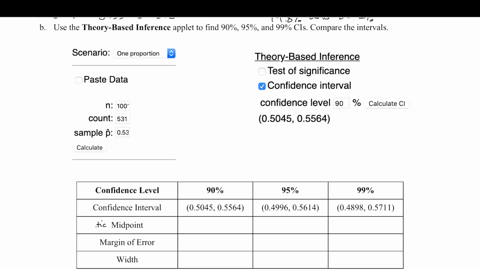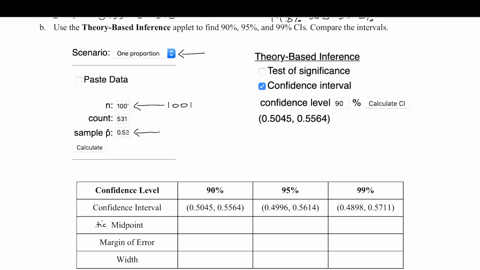You should go to the applet, and the scenario 1 proportion will already be there. That's the default. Then you're going to put in 1001 for n. You can not really see the 1 in there. And then you're going to put in for p hat the 0.53 sample proportion. And then when you click out of that, the count of 531 will come in automatically.